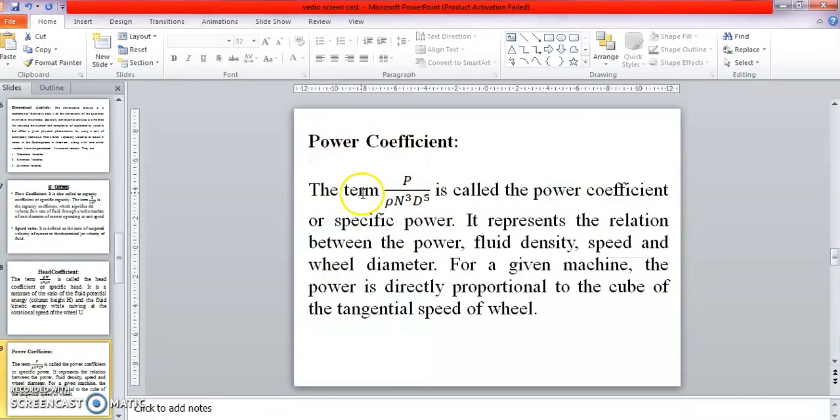Coming to a power coefficient, the term P divided by rho N cube D to the power 5 is called power coefficient or specific power. It represents the relation between the power, fluid density, speed, and wheel diameter. For a given machine, the power is directly proportional to the cube of the tangential speed of the wheel.